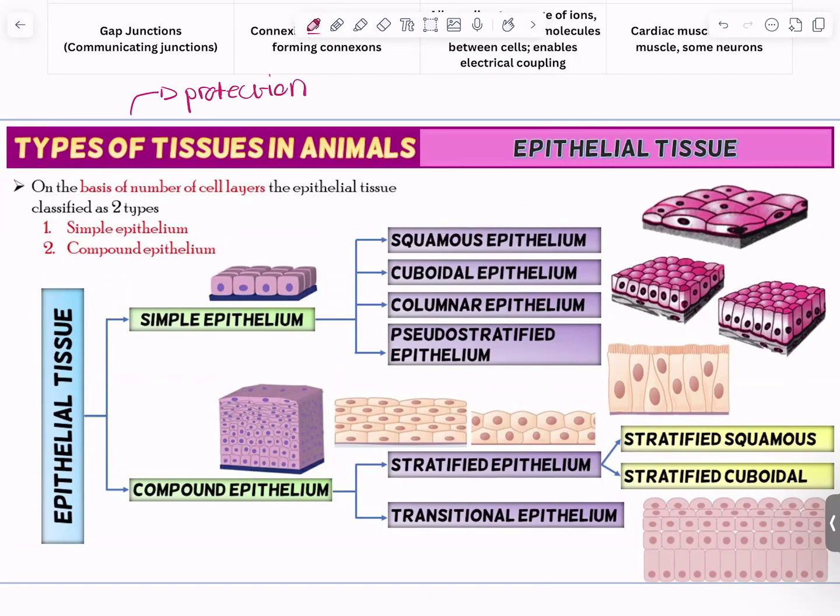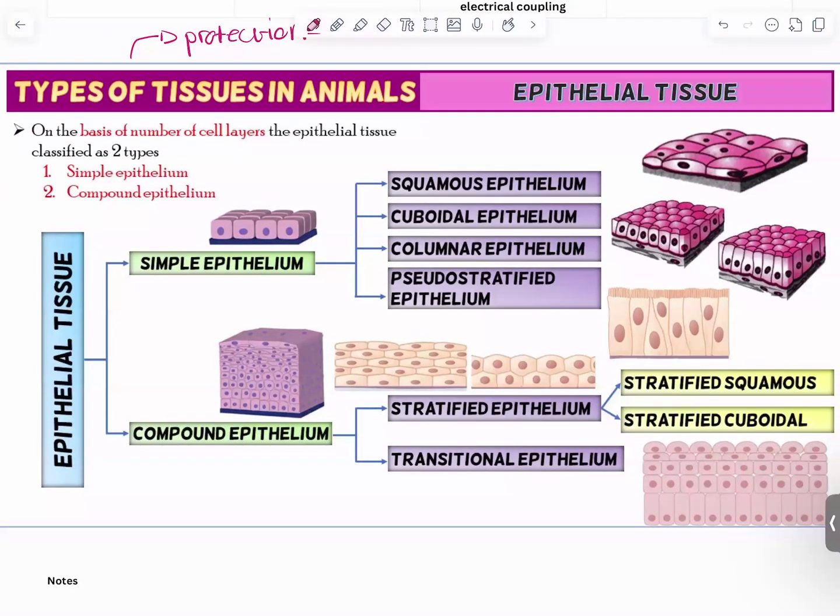In general, epithelial tissue is divided into two types. Type number one is simple epithelial tissue. Type number two is compound epithelial tissue. What is the simple epithelial tissue? The definition is very clear. Always, you know what? It has only one layer of cells. So always, it's only one layer of cells. We call them simple epithelium.